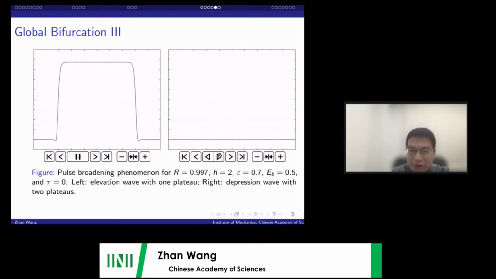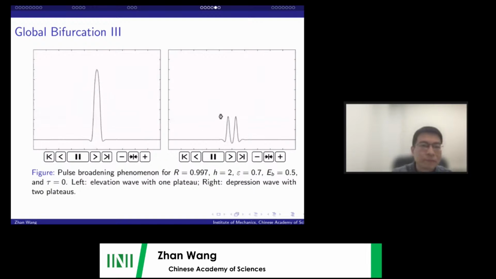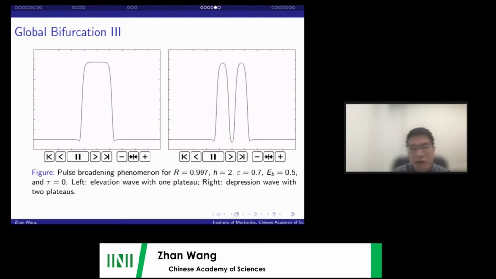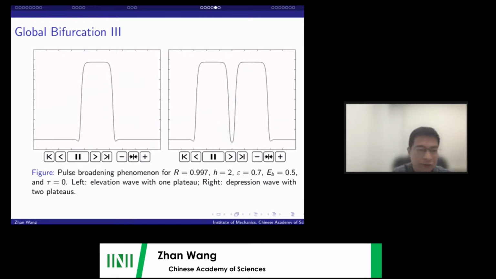However, the depression wave is very different. For the depression wave, it develops two plateaus during the broadening process. The connection between the two stays fixed, and either plateau expands in one direction only. So this is very different.